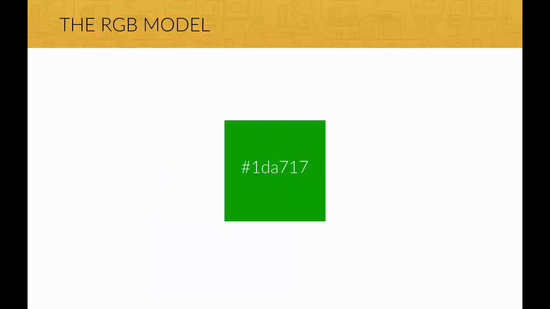For instance, this nice green is represented with this hexadecimal code 1DA717. So we have 1D for red, A7 for green and 17 for blue. Mixing these together makes this nice green. But don't worry so much about these numbers, because picking our colors in Brackets will be very easy.